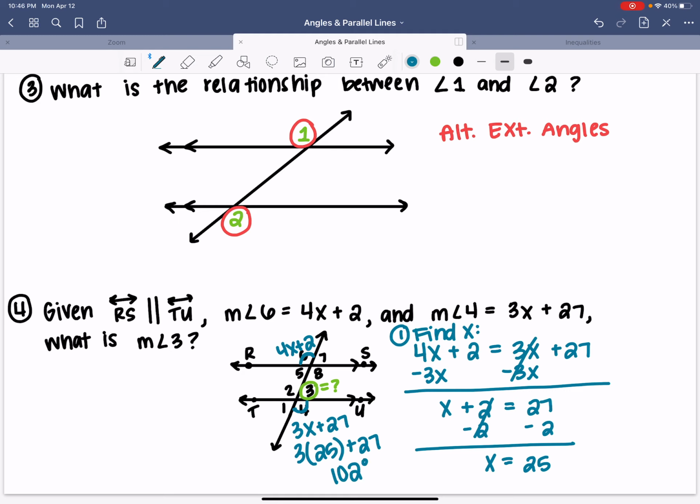So if this angle is 102 degrees, what would we have to add to it to get to 180? So step 2 is going to be subtracting 180 minus 102, which would be 78 degrees. So x is 78 degrees.